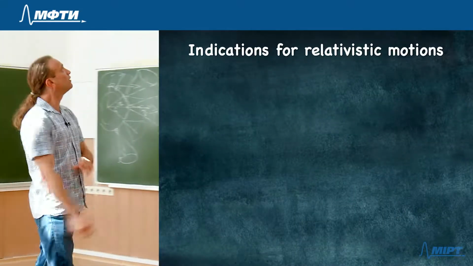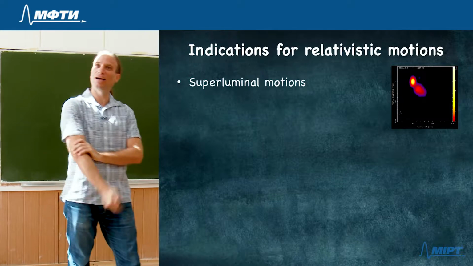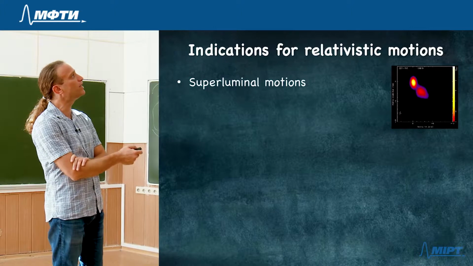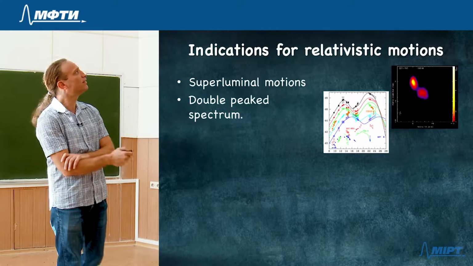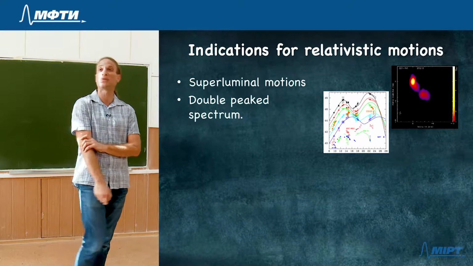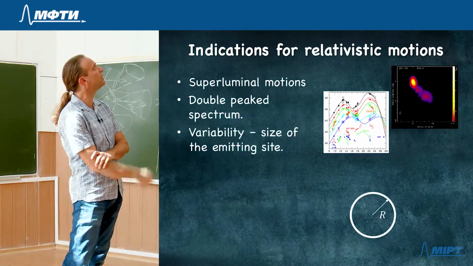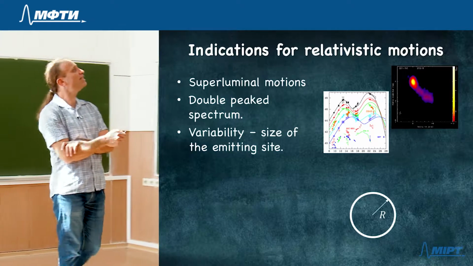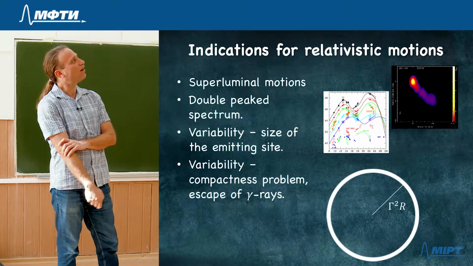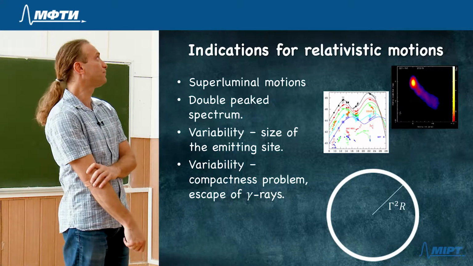Okay? So, to conclude, how do I know that jets in gamma ray bursts and in AGNs move at relativistic velocities? I see superluminal motions. I see spectra which are highly non-thermal, and in quasars the double peak spectrum can give us a limit on the Lorentz factor. I see very high variability, so this gives me a limit on the emitting size, and on the optical depth of the energies that are emitted.